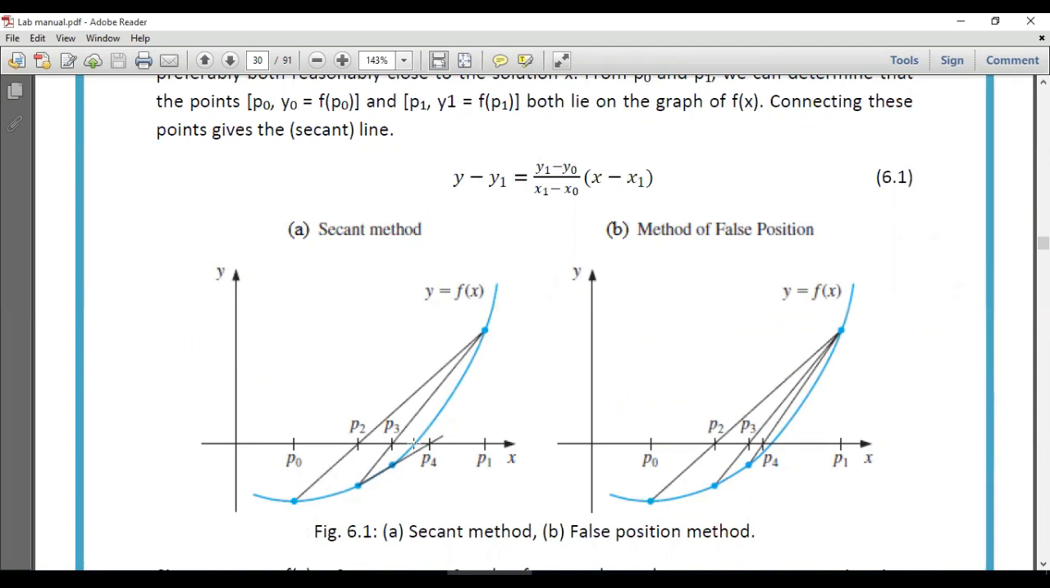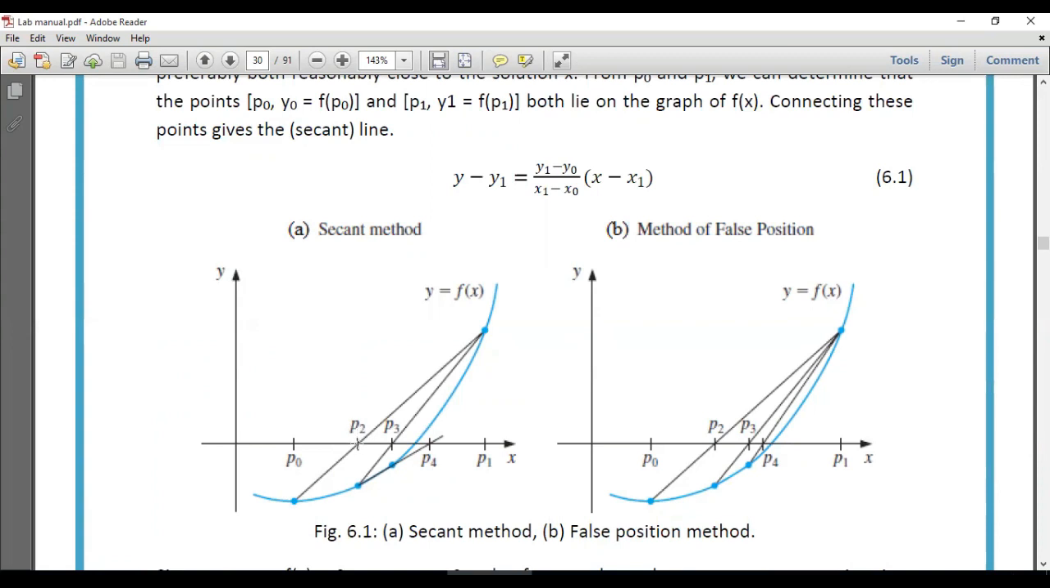Initially we have specified two initial guesses, the first guess is P0 and the second guess is P1. So in the secant method, what will we do? We will join these two points by means of a straight line, and that straight line is called the secant, and we will find the x-intercept of this straight line, the point at which this secant crosses the x-axis. This is that point, and this will be our P2.